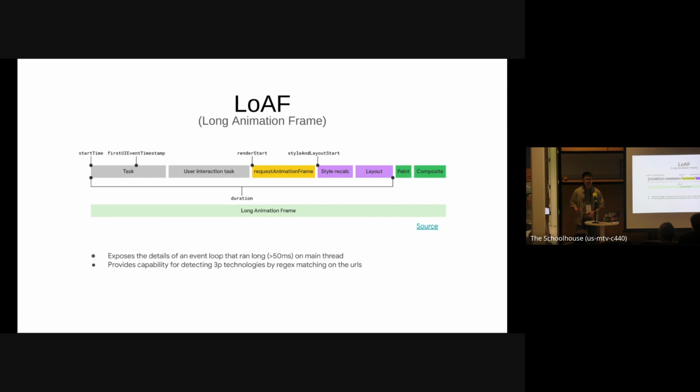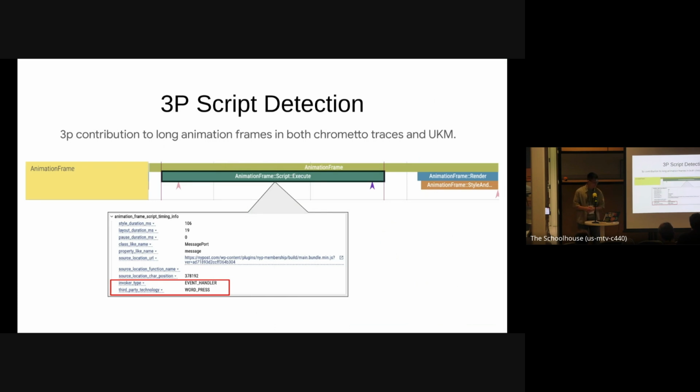Thanks to Long Animation Frame timing, or LoAF, which helps expose details on event loop tasks that run long on the main thread. These details not only include timings, but also script information, which gives us the capability for detecting third parties. We have achieved that by doing regex matching on the source script URL. With detection, we're now able to detect third-party contribution to LoAF in both Chromium traces and UKM.